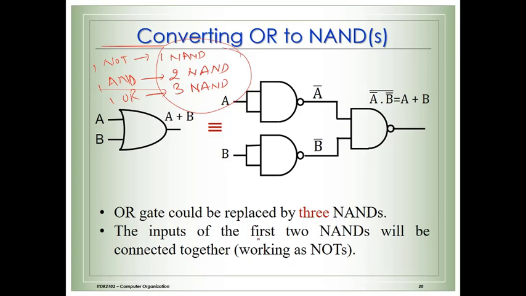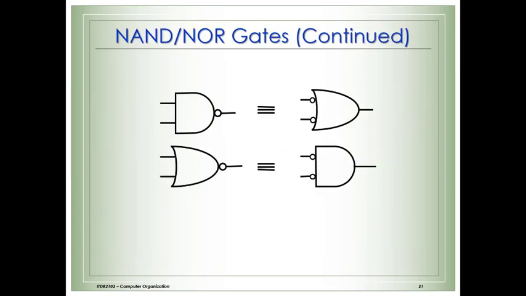So then here is the explanation of this diagram. OR gate could be replaced by 3 NAND gates. The inputs of the first two NAND gates, means this one and this one, will be connected together, working as NOTs. So here, this was De Morgan's theorem.